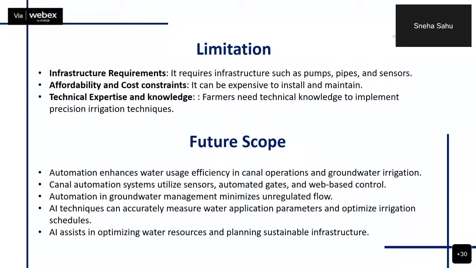Future scope in this section: automation in canal operation and groundwater irrigation can improve efficiency through sensor integration. Artificial intelligence techniques such as hyperspectral remote sensing and machine learning can optimize water application parameters and irrigation schedules. They can also assist in optimizing water resources, planning sustainable infrastructure, and developing efficient water systems.